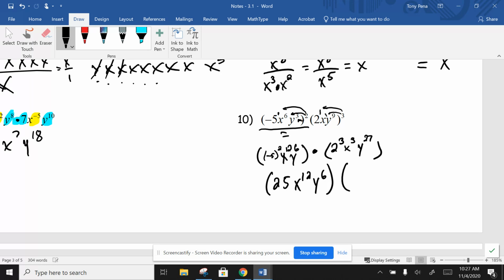So if I now simplify that, 2 cubed is 2 times 2 times 2. So that should be an 8. And then x cubed, y to the 27th.